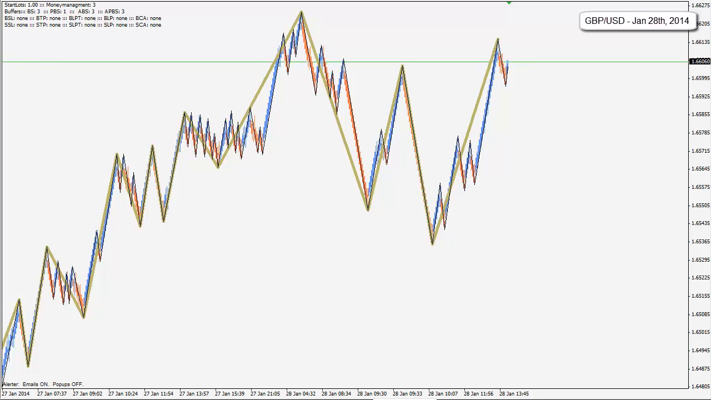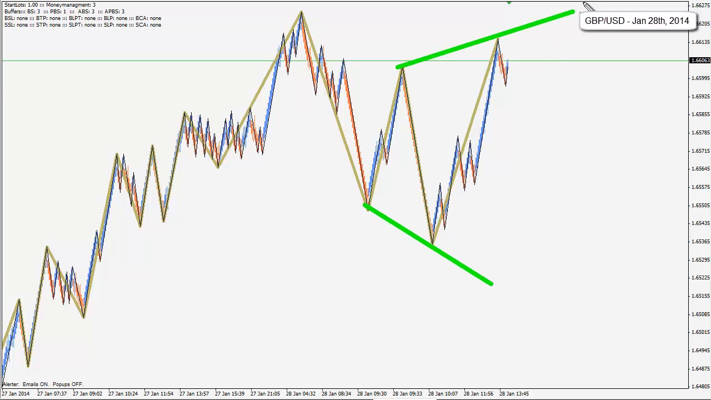On the board we have the pound dollar for January 28th, and I see a somewhat risky but potential setup here, so I'm going to just plot some trade manager lines and pre-plan this trade. Now as I look at this chart, I notice we have a higher high and a lower low, so the market's kind of open. There's a lot of room to run in between these two areas.